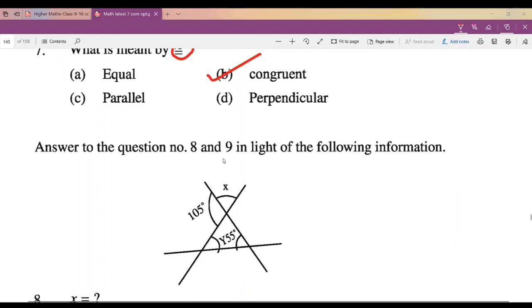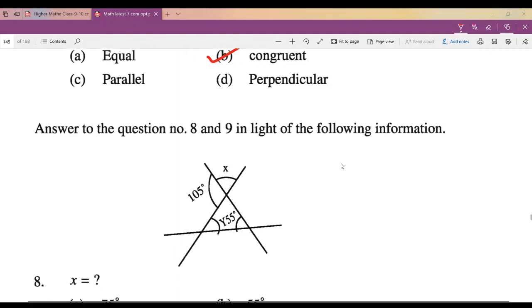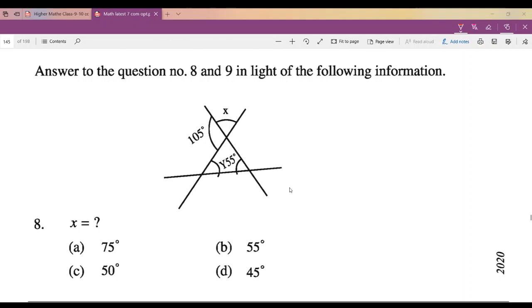Answer to the question 8 and 9 in light of the following information. Here is the information. Angle X. Here 105 and X are supplementary angles. These two angles are supplementary, so this is 105, so obviously this is 75. So the value of X is 75, because the sum of supplementary angles is 180 degrees.